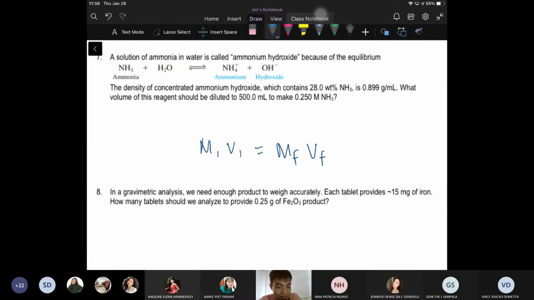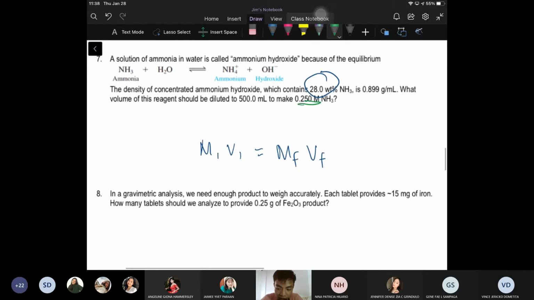So ano yung unit ng concentration na kailangan dito? Molarity. Okay? Ano yung meron tayo? Percent weight initially. Yung final kasi ito 0.25. So yun yung final molarity. Yun yung after dilution, 'di ba? Yun yung target. Pero, before the dilution, ano yung concentration unit natin? Percent weight.